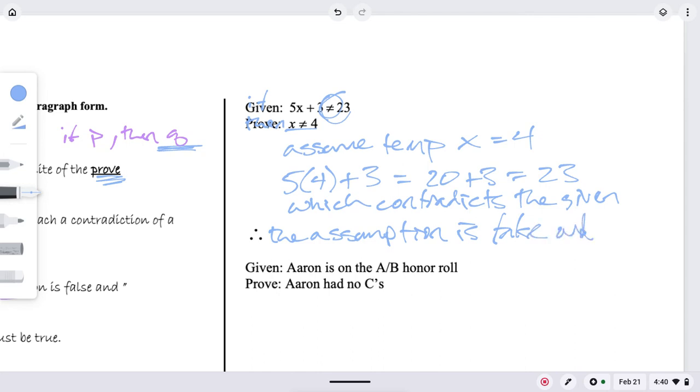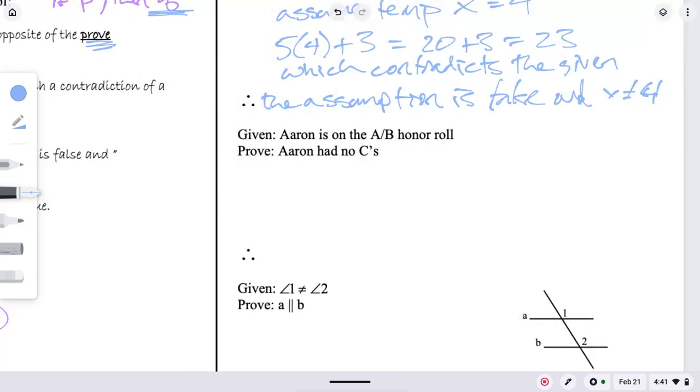And that means that x equals 4, right? So that was the point of this proof to begin with. So it was to prove that x does not equal 4, excuse me. I forgot to put a mark through my equal sign there. But I'm trying to prove that x is not equal to 4, and I proved it by showing that it can't equal 4, right?